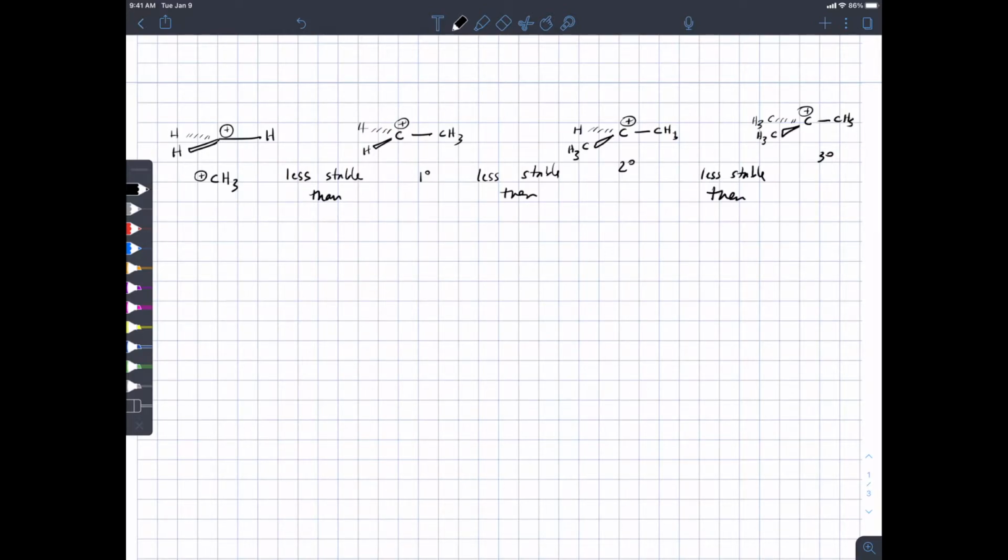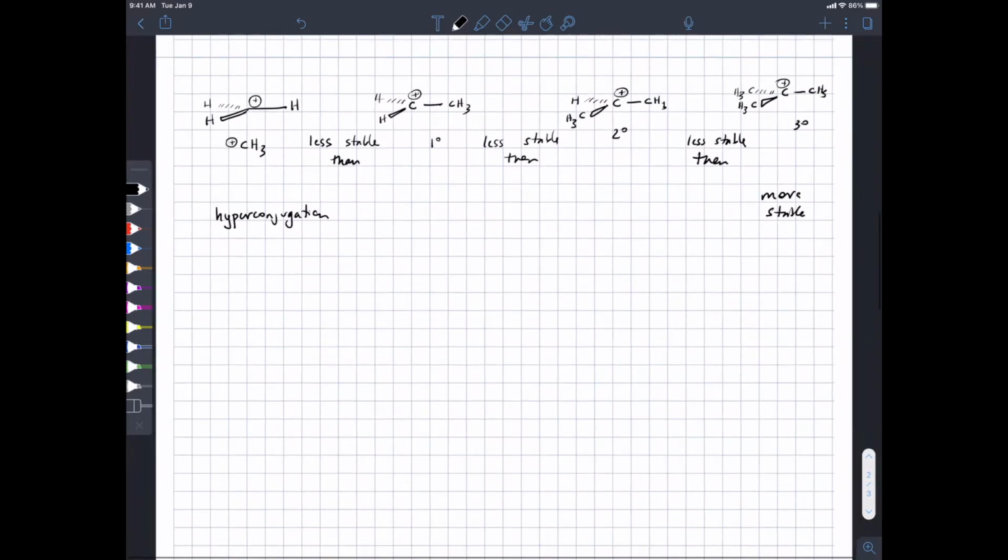And if you understand why the tertiary carbocation is more stable, there's a whole host of things that are going to be way easier for you in chapters 9 and 10 and even 11. So this is an important concept. Yes, tertiary carbocations are more stable than primary or methyl carbocations. And the reason, dun, dun, dun, is hyperconjugation.